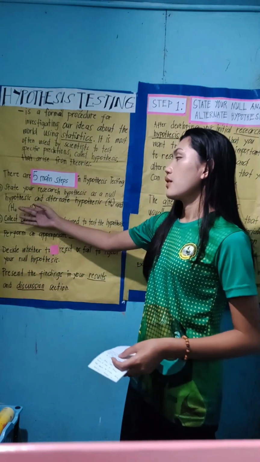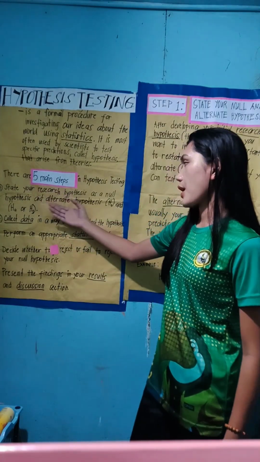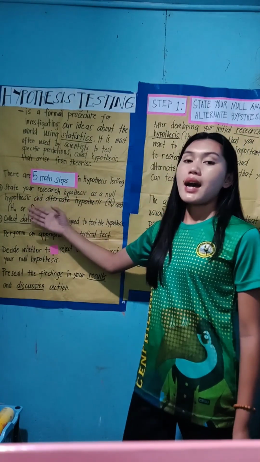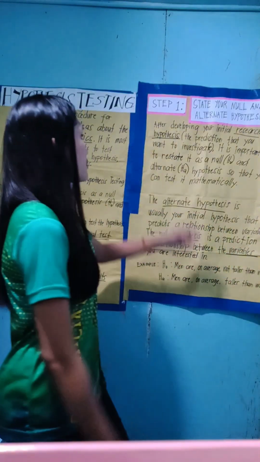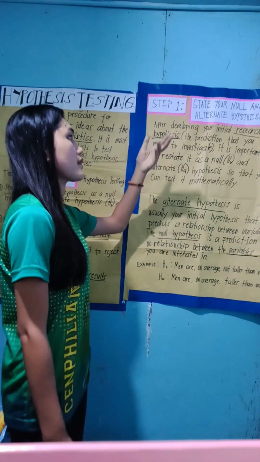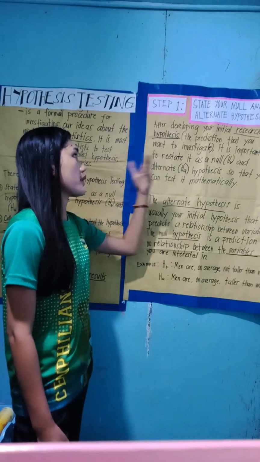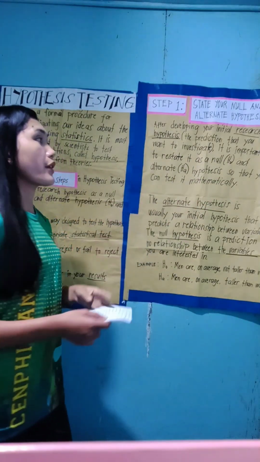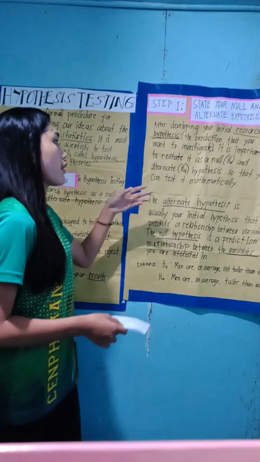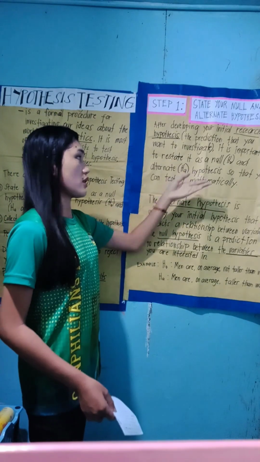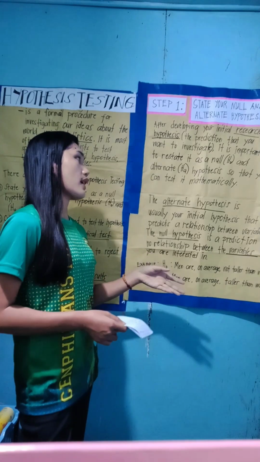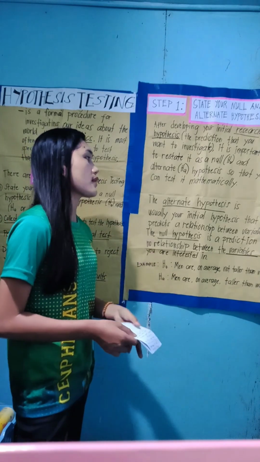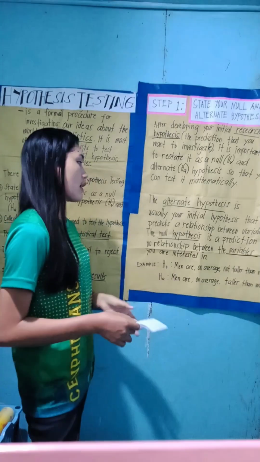So first, let's discuss the first step: state your research hypothesis as a null hypothesis and alternate hypothesis. What is state your null and alternate hypothesis? After developing your initial research hypothesis, or the prediction that you want to investigate, it is important to restate it as a null and alternate hypothesis so that you can test it mathematically.